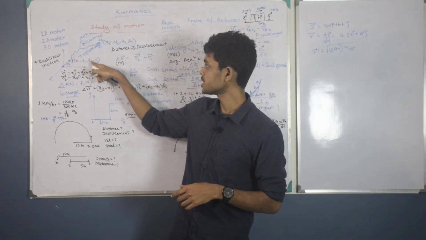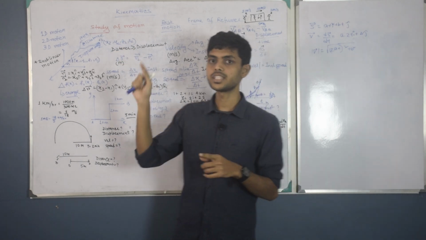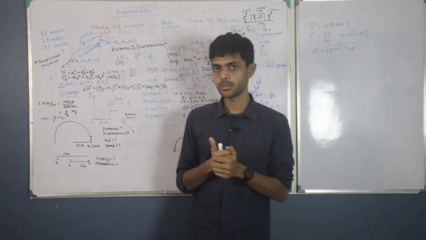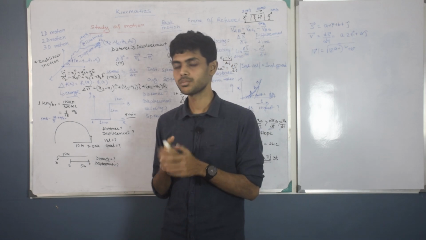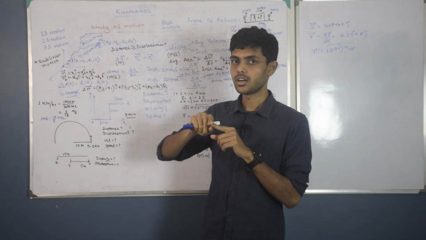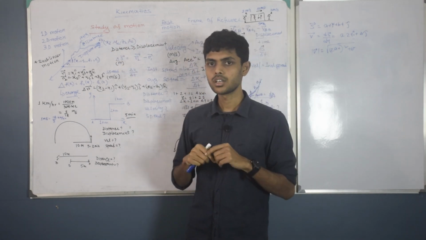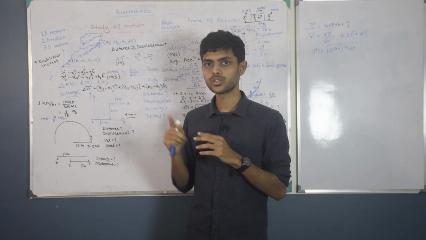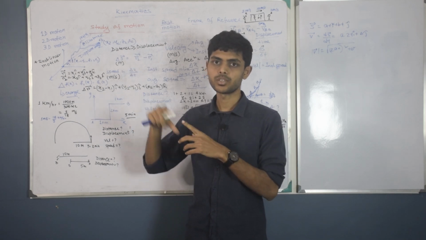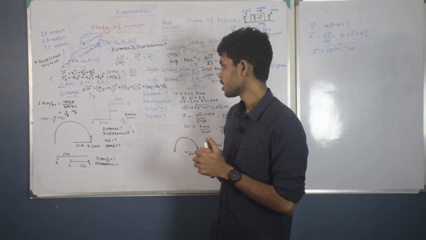Let's talk about this question. Suppose you went 1 kilometer here, then 2 kilometers, then 1 kilometer on this side. So the total distance is 1 plus 2 plus 1, 4 kilometers. 4 kilometers is the total distance covered. This is a two-dimensional motion.